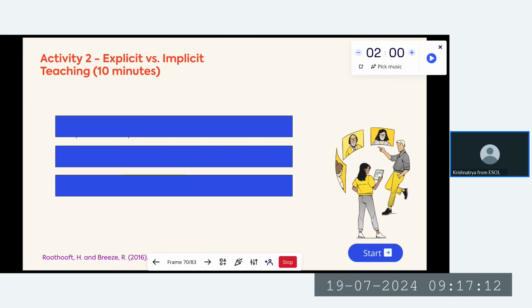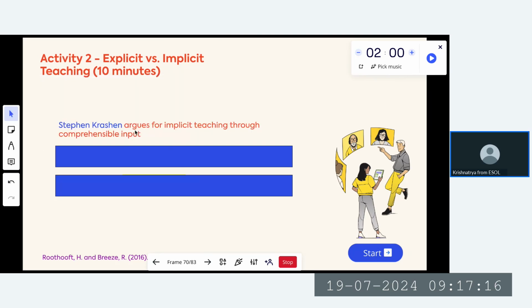Cool. So let's have a look at what is, first of all, the background. Stephen Krashen, there's something called Krashen theory. When I was doing my TESOL course many years ago, I learned the Stephen Krashen theory. So Stephen Krashen is a very, very famous researcher in the world of applied linguistics.